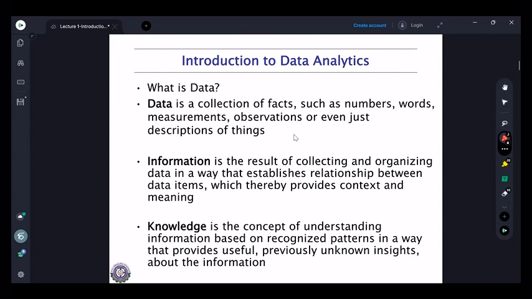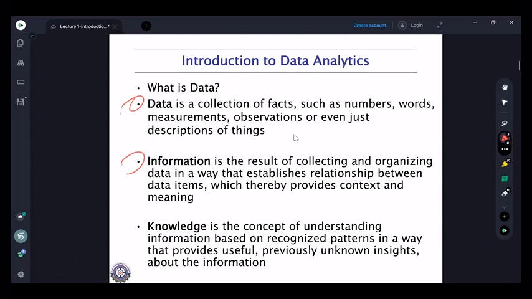All right, so information. The difference between information and data is that the input of the information is from the data. After some necessary processing, we will get the information. So information is the result of collecting and organizing the data, seeing the relationship between the items, and providing the context and meaning for all these things.